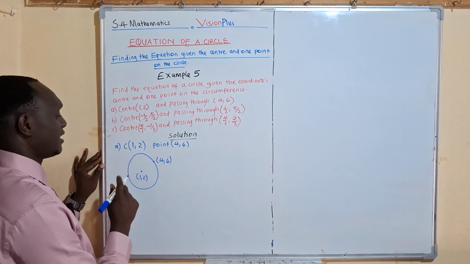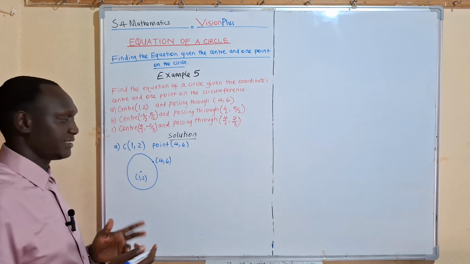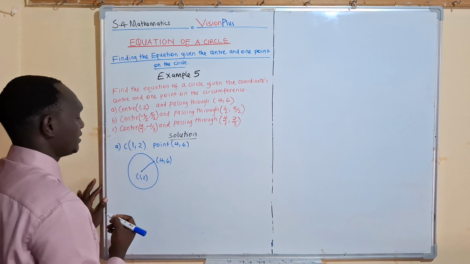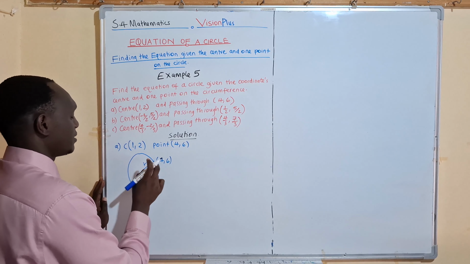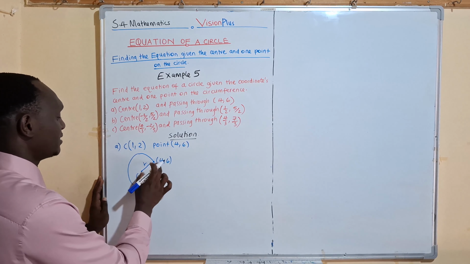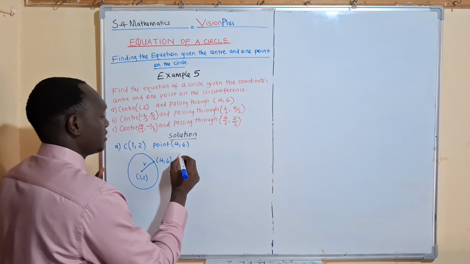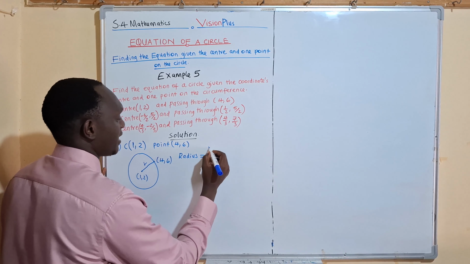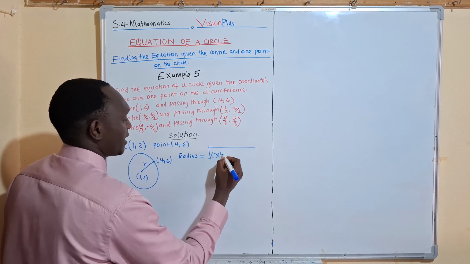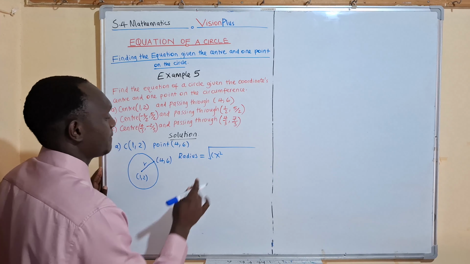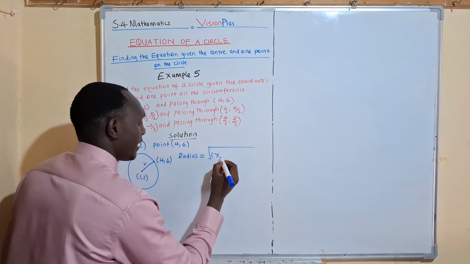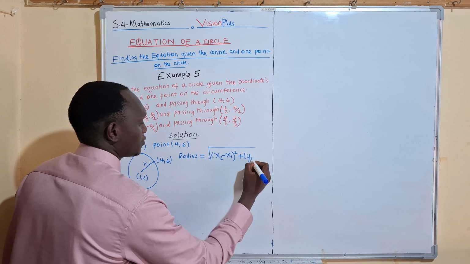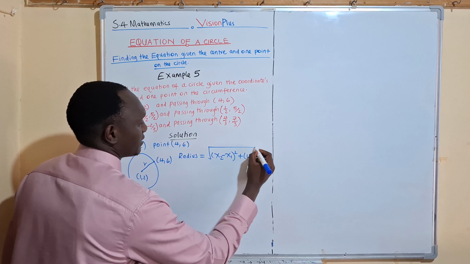Now we have the center, and for us to find the equation, we need the radius. The radius is the distance from the center to any point on the circumference. So let's find the radius, which is now the distance between the 2 points. So the radius r, which is the length between 2 points, is given by r equals the square root of (x2 minus x1) squared plus (y2 minus y1) squared.